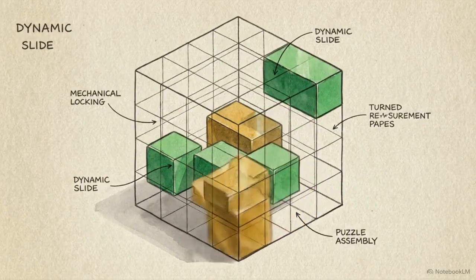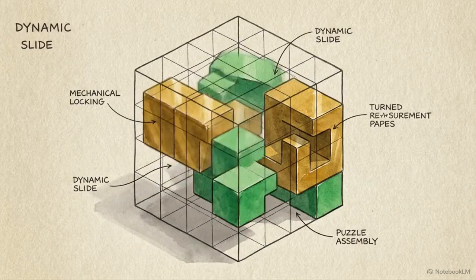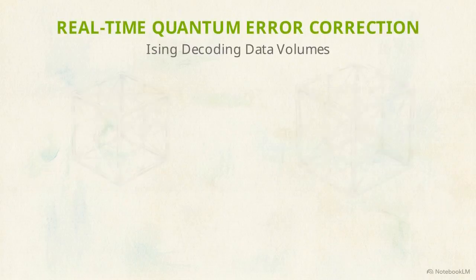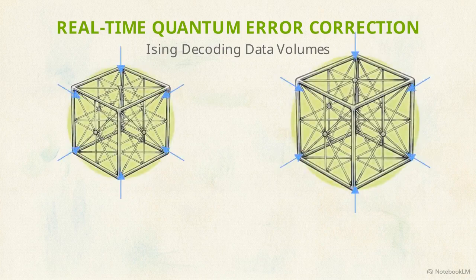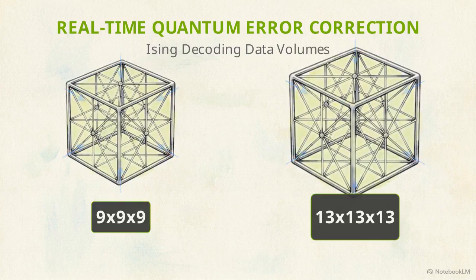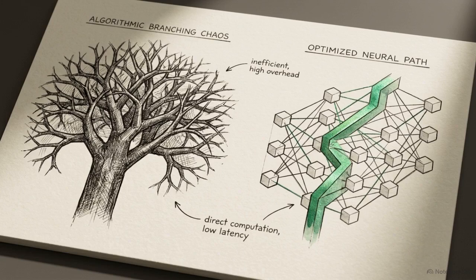They process raw syndrome measurement data as multidimensional spatial and temporal structures, identifying error patterns geometrically. To optimize the surface code implementations, the networks ingest highly compressed 9 by 9 by 9 or 13 by 13 by 13 data volumes. This compression yields extreme real-time execution. The networks deliver a latency of 2.33 microseconds per round, processing corrections 2.5 times faster than classical decoding algorithms.